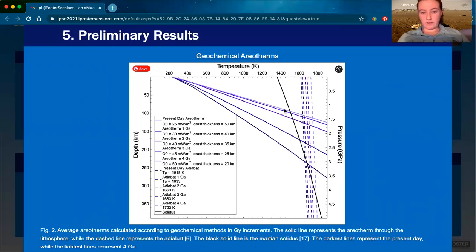So our preliminary results: this is a geochemical areotherm, which is a very fancy way of saying this is the temperature through the planet.